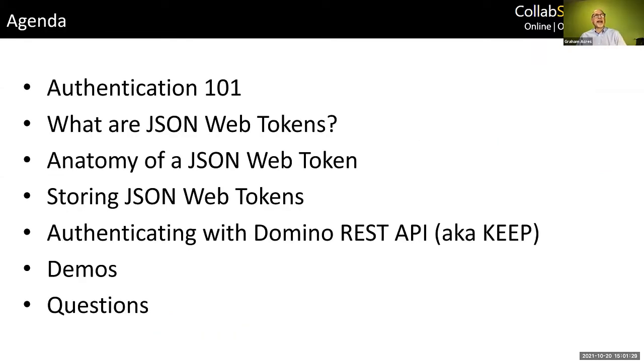Okay, so what are we going to talk about? We'll spend the first part of the presentation talking about what JWTs are and how they're used, why they're important, what they look like, what their contents are. And then the latter part of the presentation is going to be how we use them with the new Domino REST API tools that are coming in a future, hopefully soon, release of Domino. And Chris has got a couple of demos to show as well.